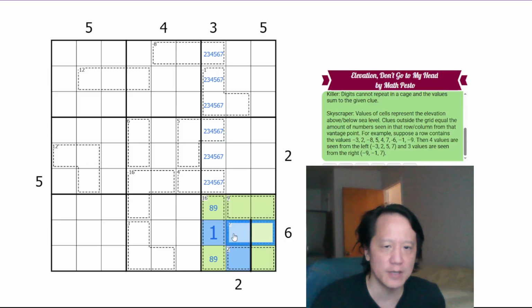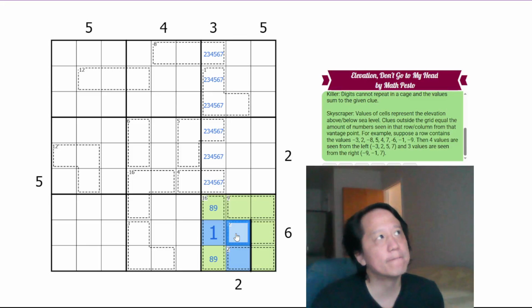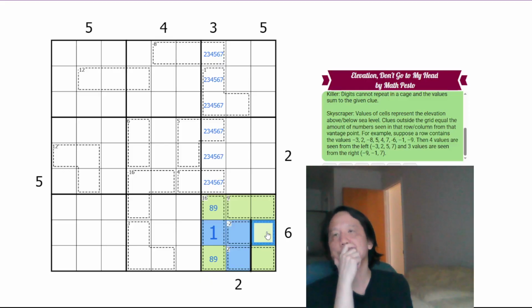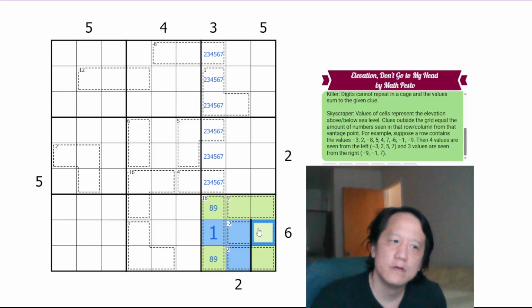So it must be able to see this digit. What can this digit be? It has to be less than, okay. It could be 4, technically, but then this digit would have to be greater for this to add up to negative 2. So let's mark this as red.